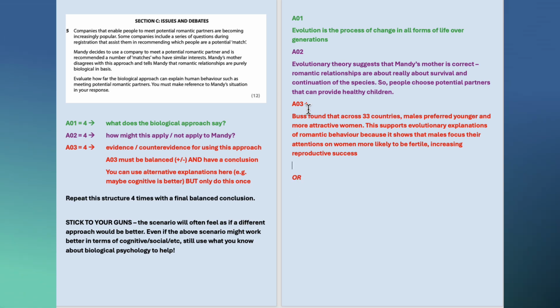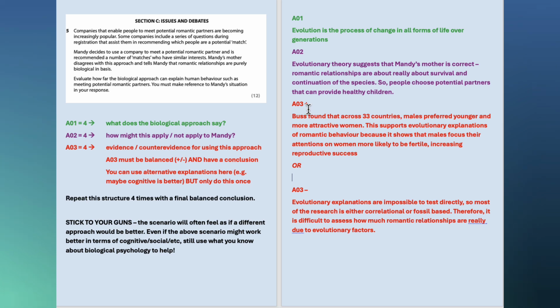Or you could go a slightly different way. You might go, well, I'm going to do a negative here. So your negative might look a little bit like this. Evolutionary explanations are impossible to test directly, so most of the research is either correlational or fossil-based. Therefore, it's difficult to assess how much romantic relationships are really due to evolutionary factors. Again, it's linked to the scenario. It's not really about evaluating whether the biological approach is good or bad. It's really about saying how much can it explain this particular scenario.